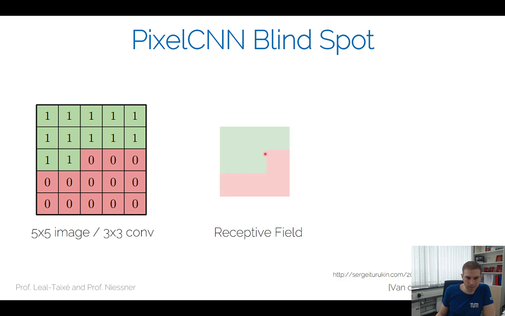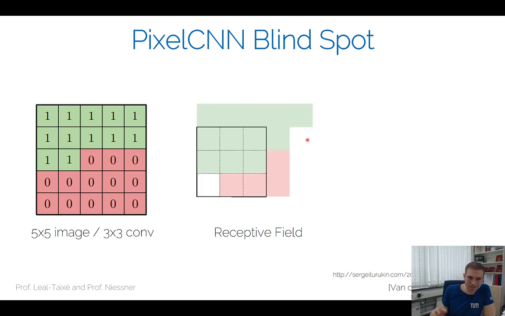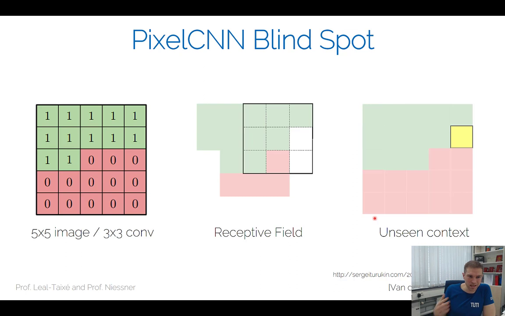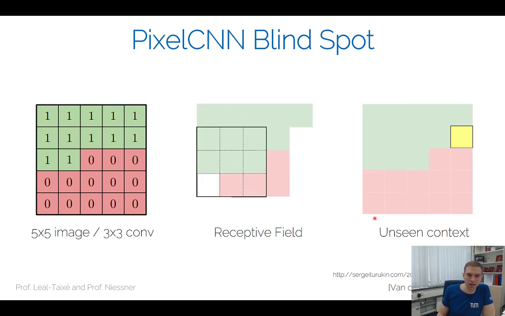If I go to the respective next one, I have the same issue. If I apply the filter kernel here, it doesn't take this pixel. This pixel is missing, right? So again, this pixel is never being used. Here it's masked out, and so it's not used. This one in the next row would also not be used. And that is this blind spot. This pixel is unseen context, and the blind spot goes all the way through the image. That's a bit of a problem, because you again have this unseen context that is not being used for the respective future predictions, right?